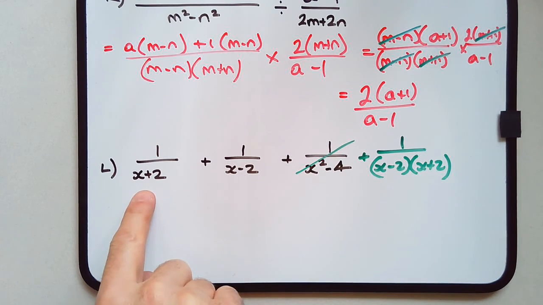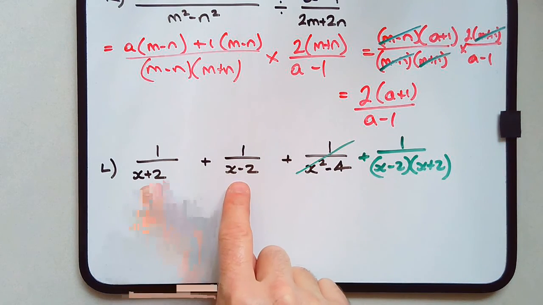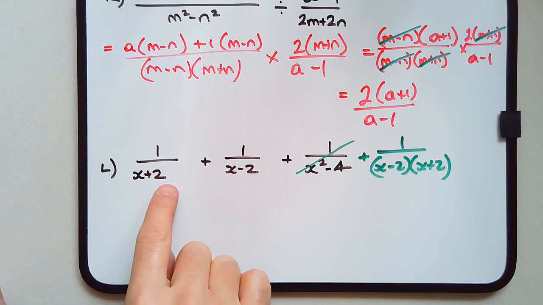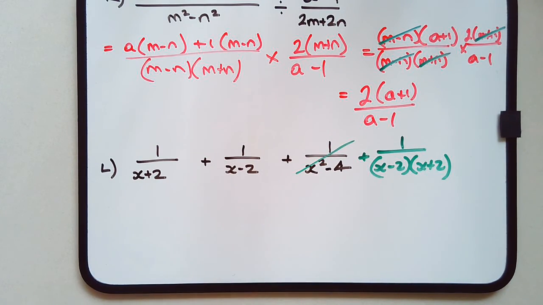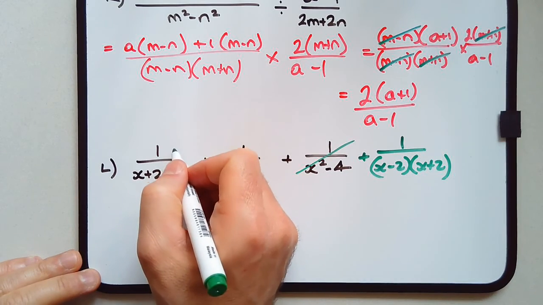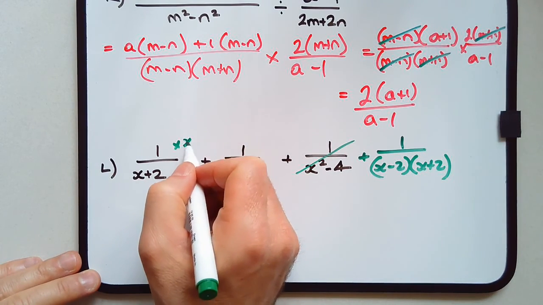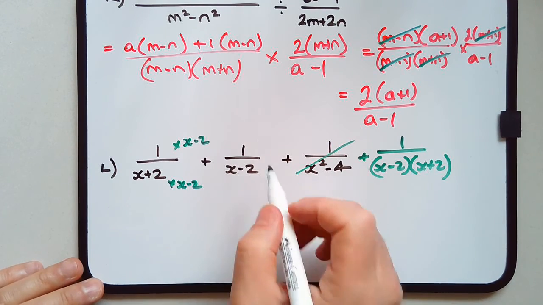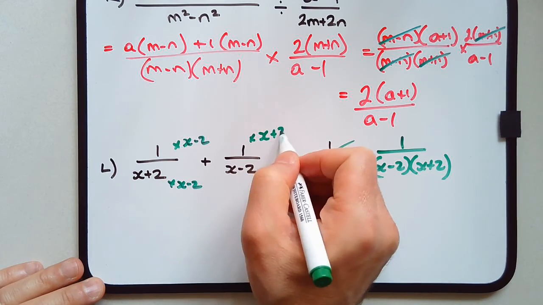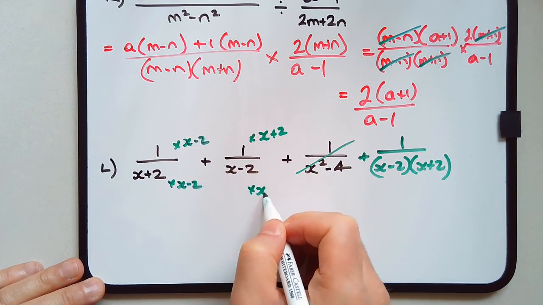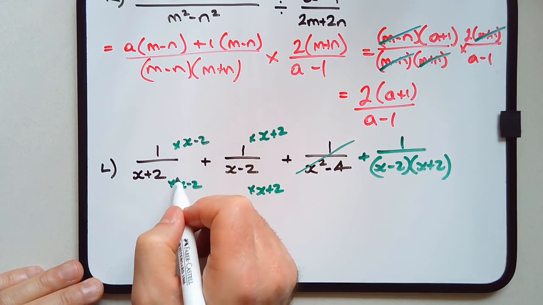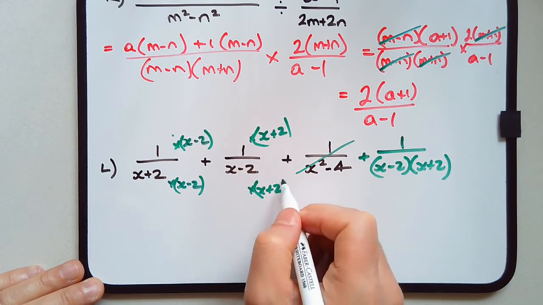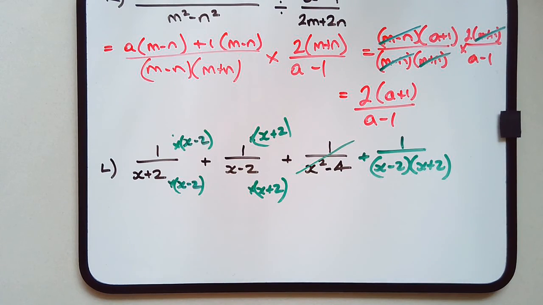So we have, in the first fraction, an x plus 2. We have an x minus 2 in the second fraction. So it'd be nice if this first one had an x minus 2, this one had an x plus 2. So what I'm going to do is multiply this by x minus 2, by x minus 2. Second fraction, I'm going to multiply this one by x plus 2. This one also by x plus 2. Okay. And I must put that in brackets there as well. And the third fraction, I'm just going to leave it alone.